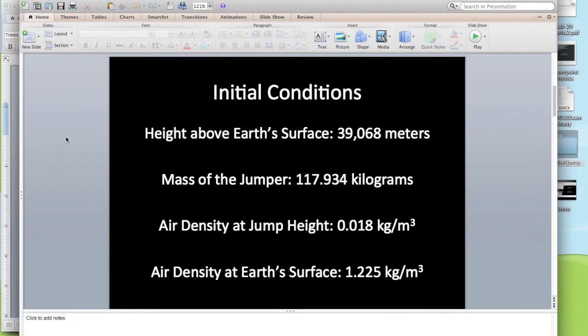Here, we have some initial conditions that factor into the code I constructed. We know that Felix's jump began at 39,068 meters above Earth's surface. Also, we know that the mass of Felix and his suit was equal to 117.934 kilograms. Also, some research information was that the air density at his jump height was 0.018 kilograms per meter cubed, and the air density at Earth's surface is 1.225 kilograms per meter cubed.